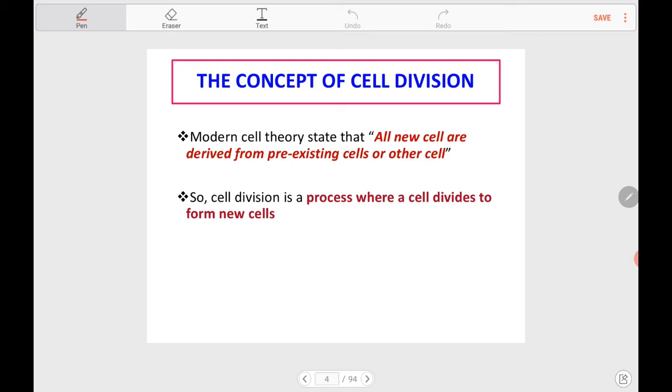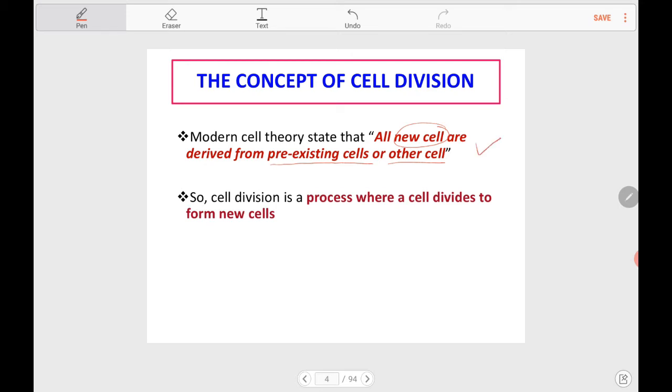So modern cell theory state that all new cells are derived from pre-existing cell or other cell. Maksudnya, sel yang baru mesti datang daripada sel yang lama ataupun sel yang sedia ada. Okay, so itu maksud the first statement ini.